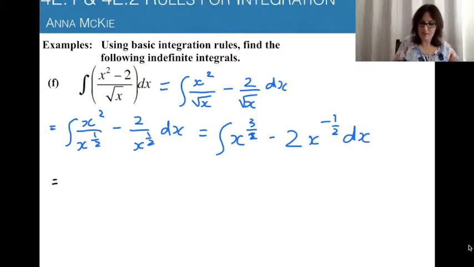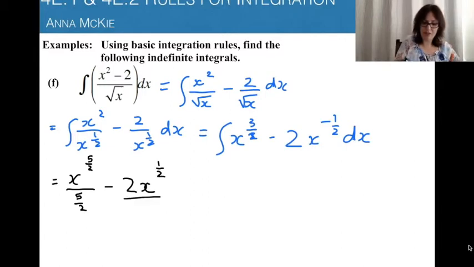So the first term there is to the power of 3 on 2. I'm going to increase that by 1, which gives me 5 on 2, and I'm going to put it over that power, 5 on 2. The next one is 2x to the power of, it was negative a half, increase that by 1 to get positive a half, and put it over the power, and plus c.